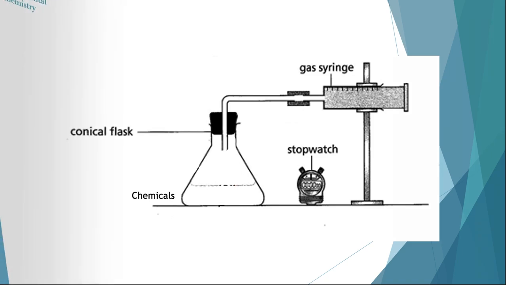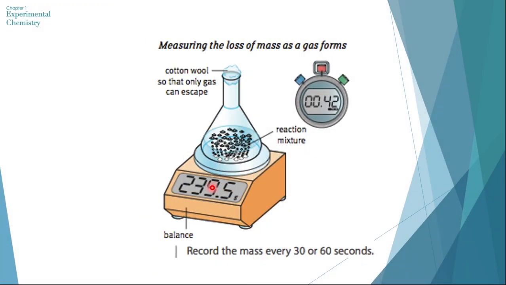The other method is by recording the mass, measuring the loss of mass as a gas forms. So here we have a reaction mixture, and as these chemicals turn into a gas, there is a decrease in mass. So we place this flask with the reaction mixture over a balance, an electronic balance. We have a cotton wool so that only gas can escape. So as the gas forms, it will escape through this flask, and so there would be a decrease in mass.